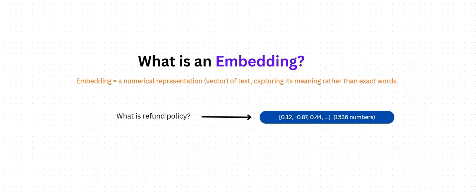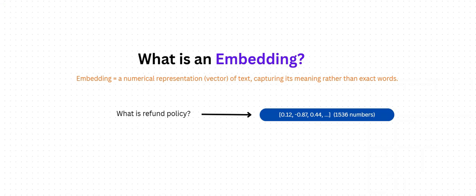Embedding is nothing but a numerical representation, we call it a vector, of text that captures its meaning. So instead of storing your text exactly as words, the embedding model converts it into a list of numbers, usually hundreds or thousands of numbers, which represents its meaning, context and relationship inside the text. So a word is converted into numbers, a sentence is converted into numbers, and a chunk is converted into numbers. These numbers are called vectors, and then they are stored inside the vector database.